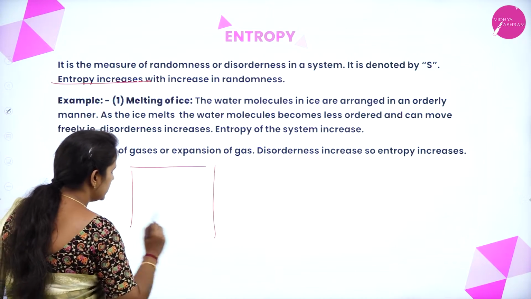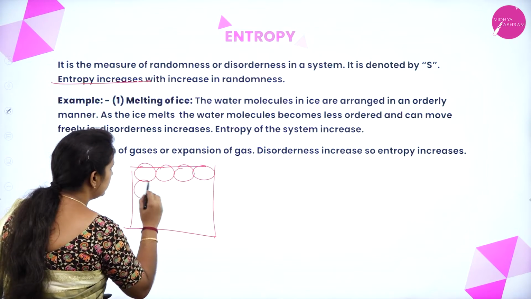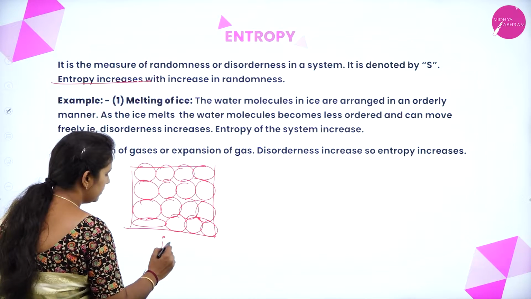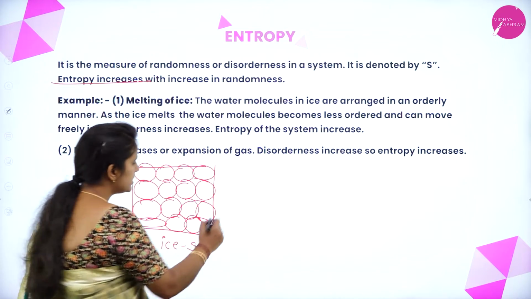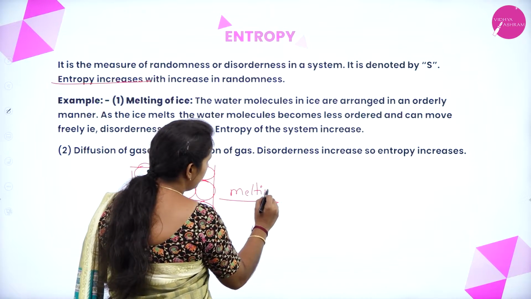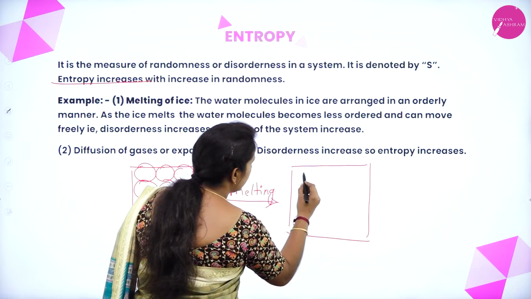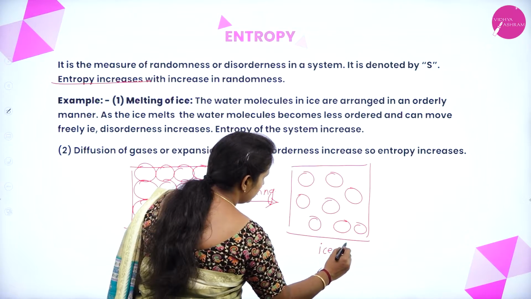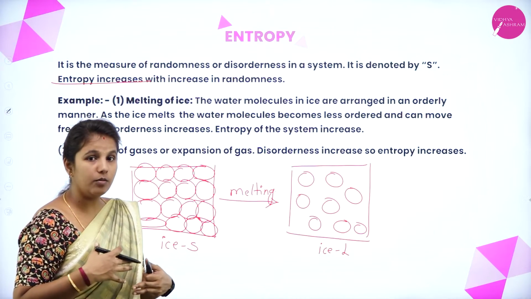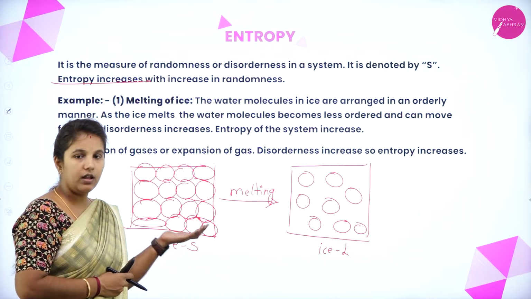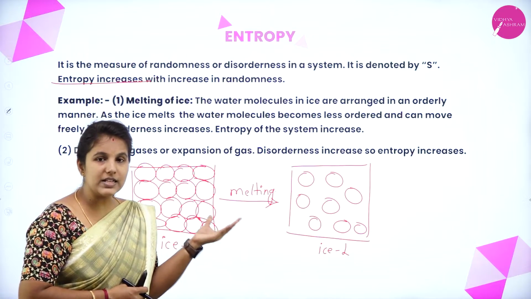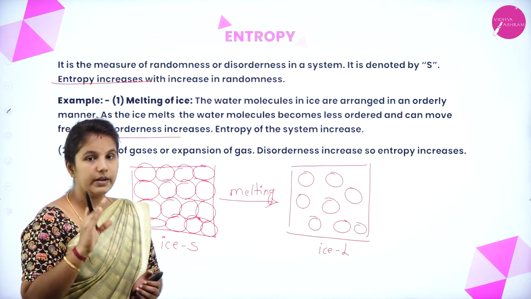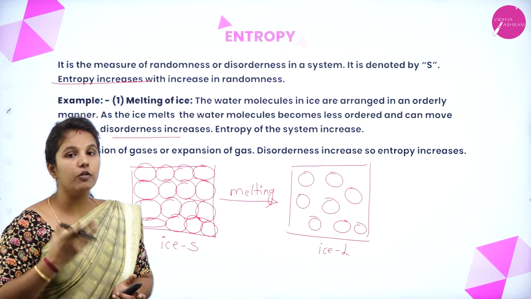For example, we know that in the solid state, the particles are tightly arranged. I am taking the example of an ice cube. This is how the ice cube will be arranged in the solid state. When it starts melting, the molecules inside this solid become very free, so they start moving. What will happen to the order of arrangement here? The order of arrangement becomes very loose, in such a way that the molecules can easily flow. As a result, the order decreases and disorderness increases, so the entropy of the system increases.